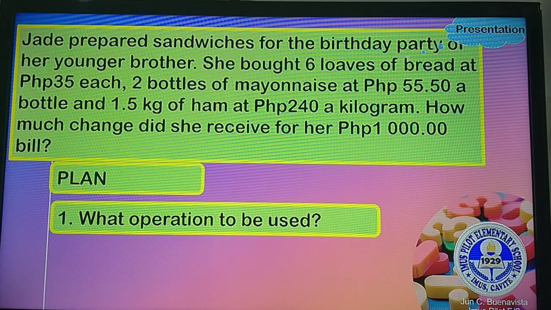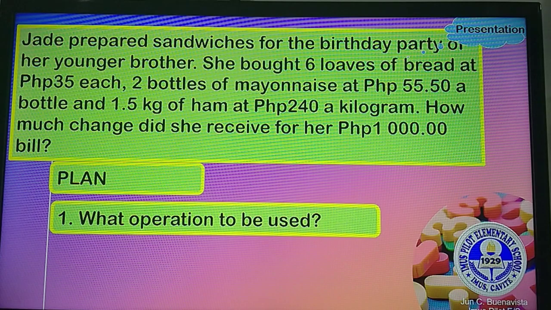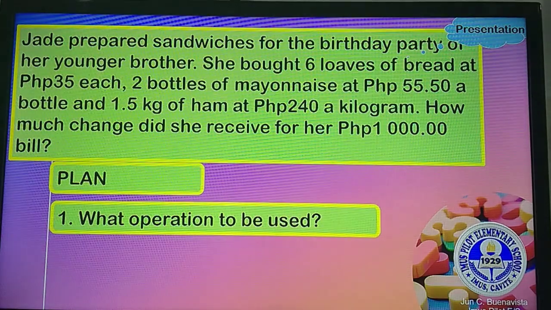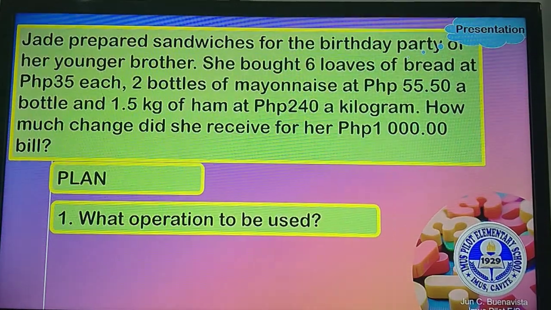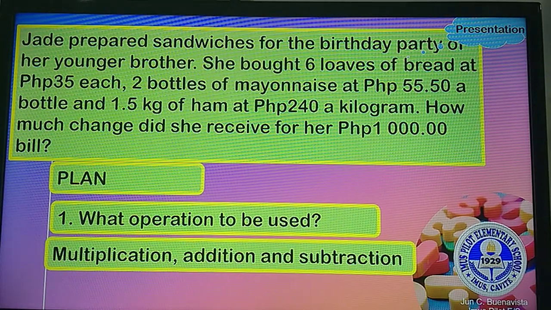Just like change. When we say change, you are going to subtract. How about, let's say, she bought 6 loaves of bread at 35 pesos each. The word each means you are going to multiply. Because we have the word and, you are going to add. Therefore, the operations used to solve the problem are multiplication, addition, and subtraction. So you have 3 operations to be used.